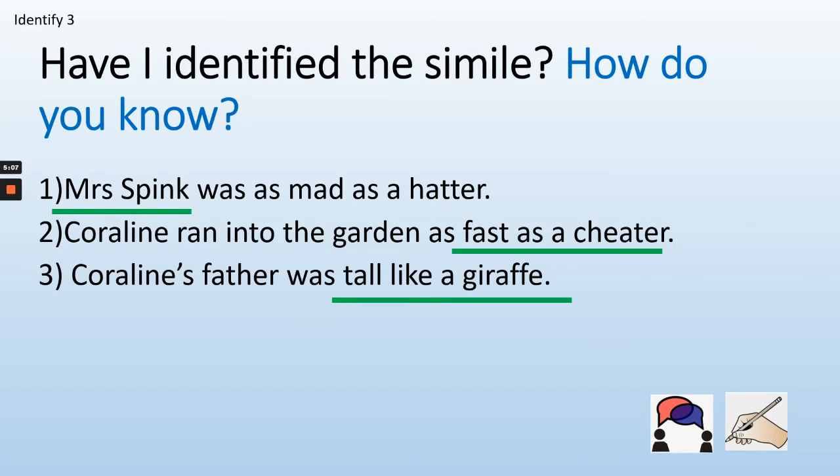Have I identified the simile? And think to yourself, how do you know? So write 1, 2 and 3 and tick or cross. Is there a simile in the sentence, and have I underlined it in green? Mrs. Spink was as mad as a hatter. Coraline ran into the garden as fast as a cheetah. Coraline's father was tall like a giraffe. Pause the video now.